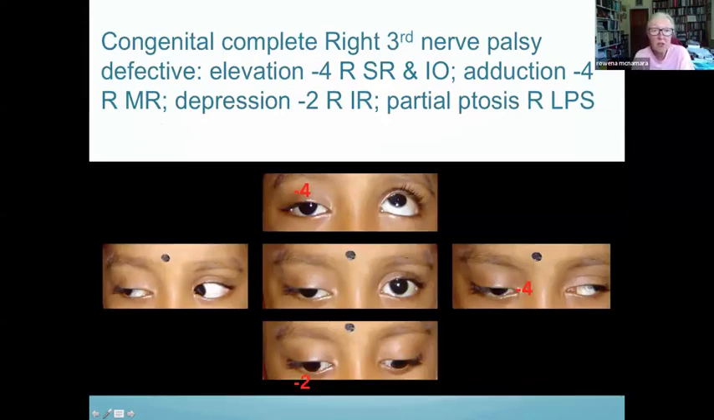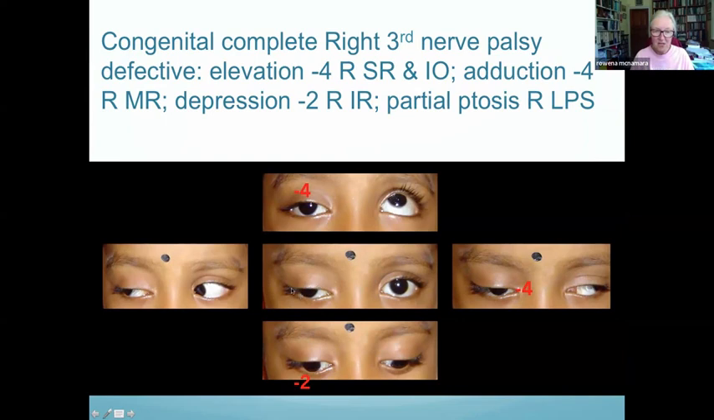So here is a case of a congenital type of third nerve palsy. So this child was born with this problem, and in children they quickly ignore double vision. So they don't complain about their eyes. It's the parents who notice the problem, and the parents come and say, my child isn't looking properly, please do something about it.